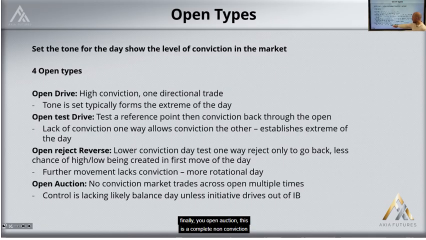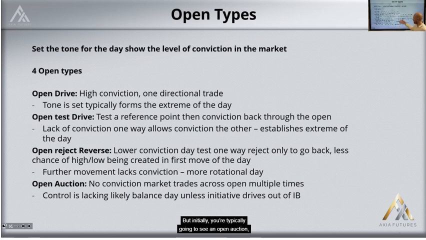And finally, your open auction. This is a complete non-conviction move. Now, these ironically will turn into either a neutral day, i.e. a day that does nothing, or a trend day, where conviction establishes on the break and is then maintained.